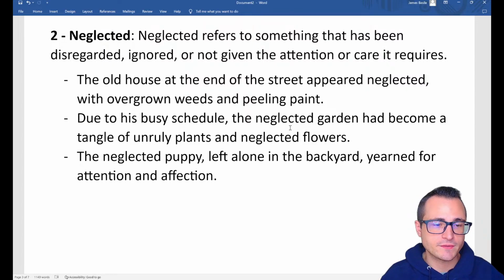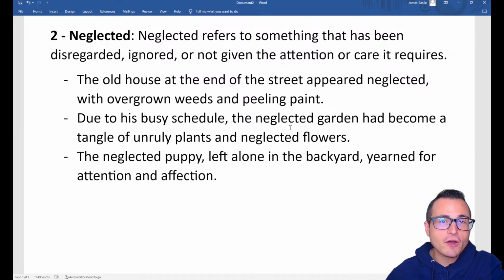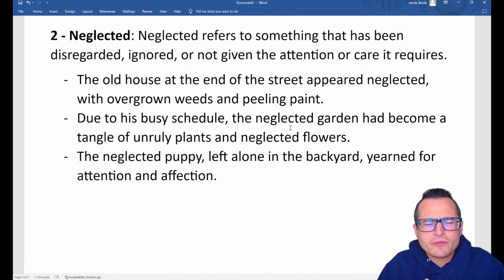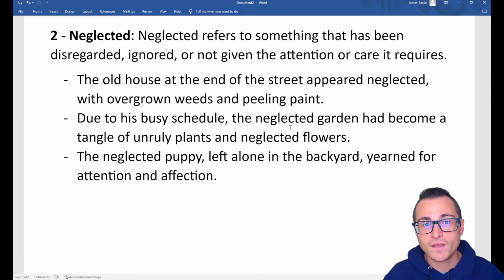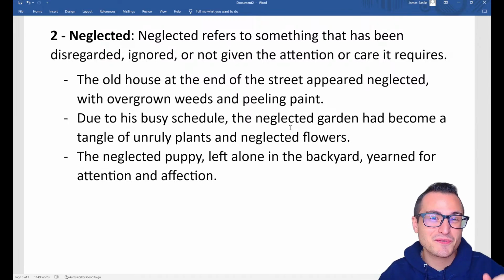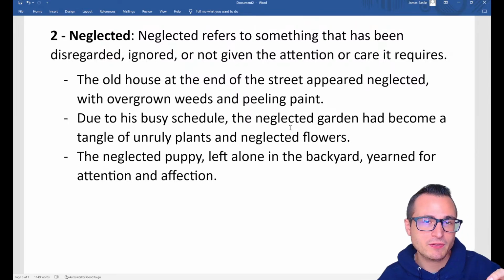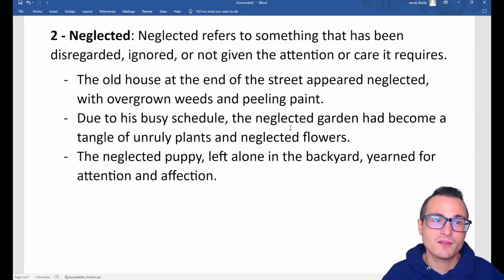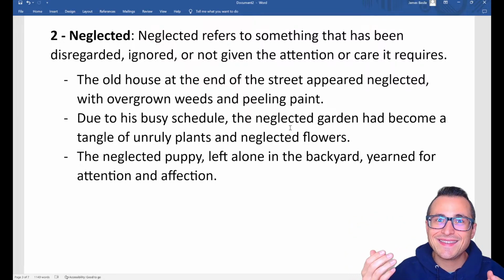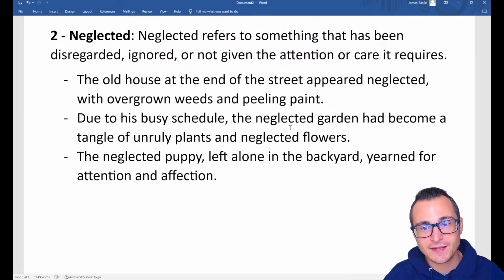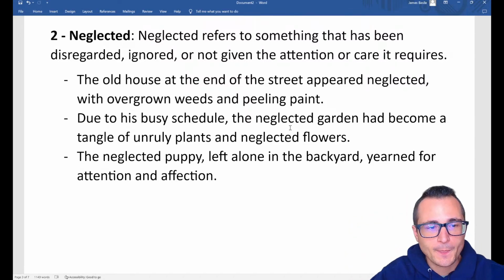Third example sentence. The neglected puppy, left alone in the backyard, yearned for attention and affection. Have you ever neglected a puppy or a dog? Have you ever neglected a plant? Maybe you did not water the plant. You neglected it and it died.